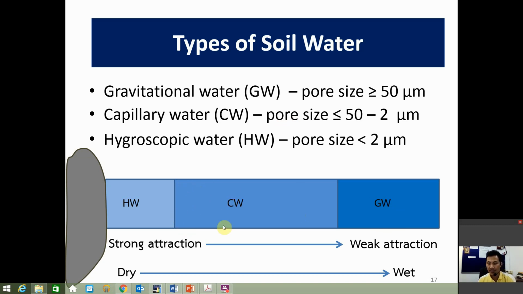Then you bring the soil sample back to the lab and air dry it, and you will have just hygroscopic water left. Once you put this soil sample with just hygroscopic water into the oven, you dry up all the water into the air, so you have just a dry sample left. When you think about soil water, think about strong attraction here and weak attraction there, which helps in thinking about soil water.